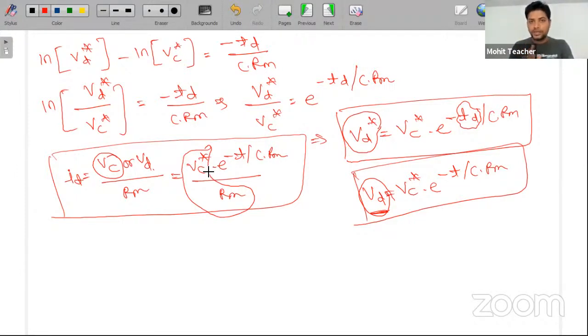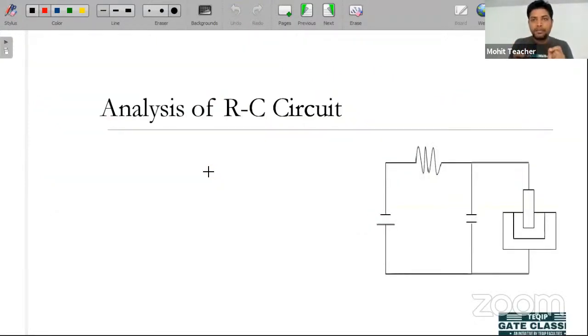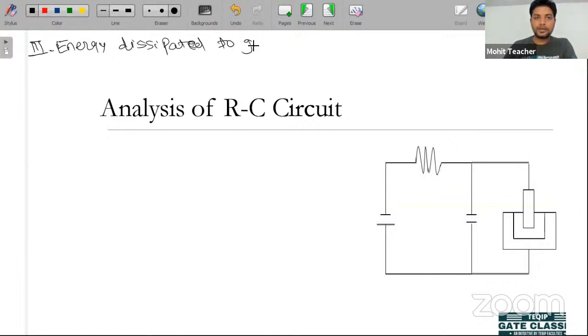So I think both are clear to you. We are moving to the third one, okay. Let me complete this third one. If you have any doubt you can ask me after that, okay. So in the third analysis we are just calculating the energy dissipated during the discharge to generate the spark, okay. Energy dissipated to generate the spark.